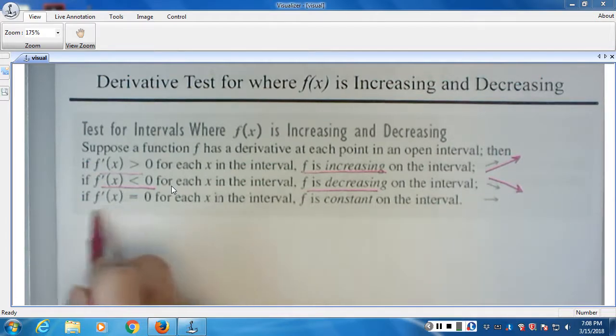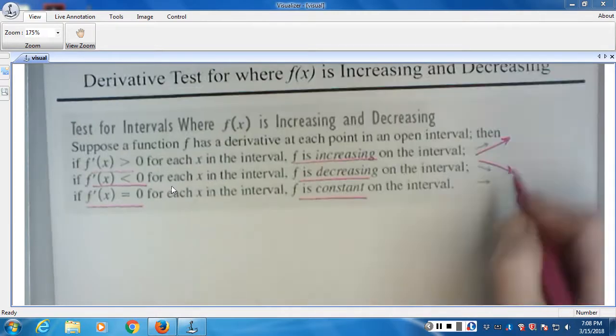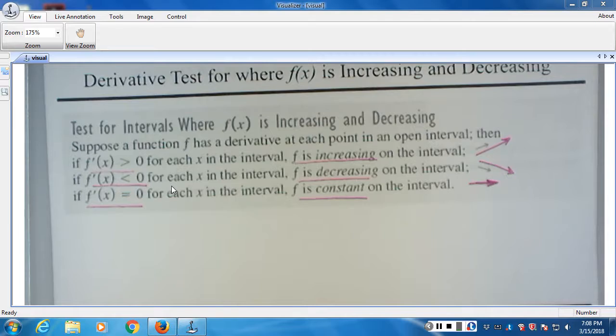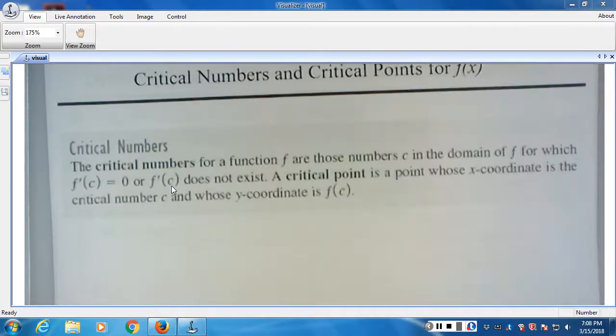When the derivative is equal to 0, we say that the function is constant. In other words, it's flat. It is a flat horizontal line, even if it's only a flat horizontal line for one single point. So the best thing to do here then is to define the critical numbers I talked to you about and then show you how to find them.